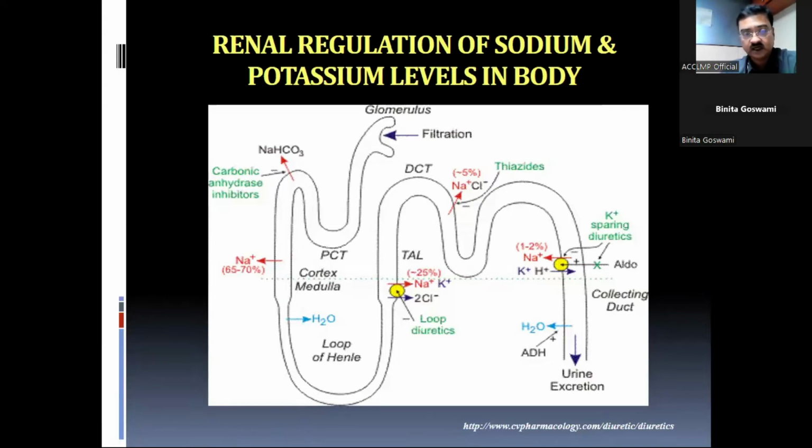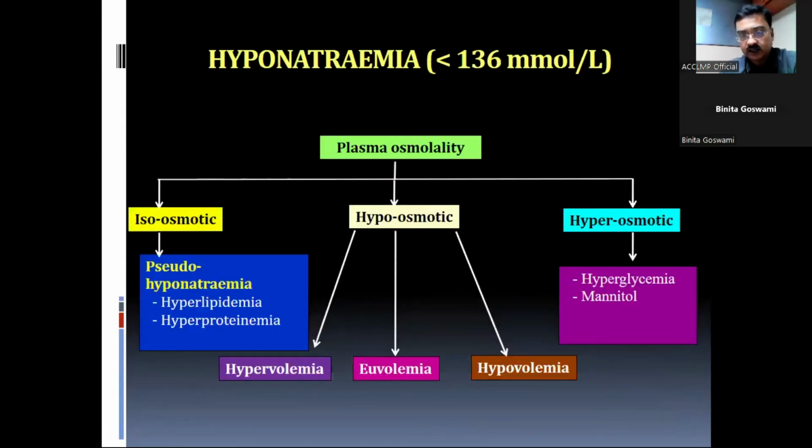In the proximal convoluted tubule, carbonic anhydrase inhibitors can be one of the important things. Then thiazides, then loop diuretics, then potassium sparing diuretics. These are the areas where they actually work. And because of this, the sodium potassium regulation is grossly affected. So I'm going in a hurry. We'll have enough time for discussion, don't worry about it. These are all theory, so you can go in a hurry.